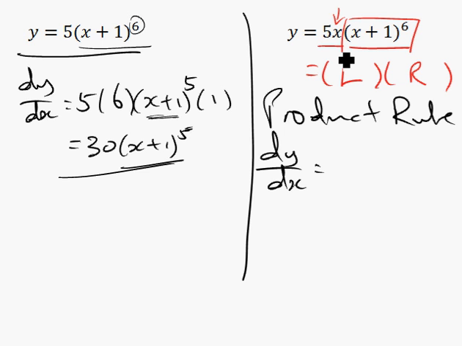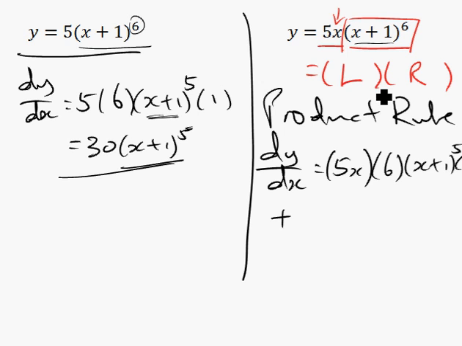Okay, KL dr, keep the left. 5x is my left, I keep it the same, I don't change. dr, differentiate the right. So I need to differentiate this one. I get 6, I write (x plus 1) to the power 5. And then I must remember to differentiate what's inside the bracket here. I get 1. Plus dl KR, differentiate the left this time. When I differentiate 5x, I'll get 5. And then KR, I keep the right. So this time the right side, I don't do anything to it, I just keep it exactly the same.